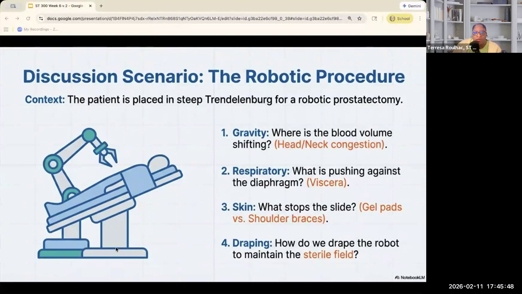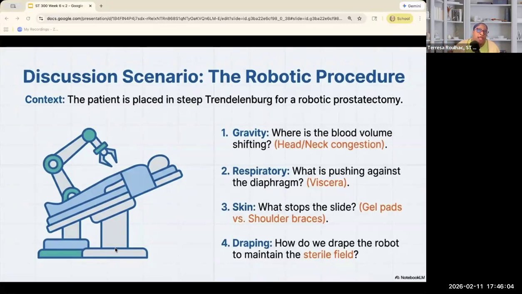When the patient's head is down, think about what's pushing up against the diaphragm and vice versa. So, any of those positions that you saw, think about how the body is going to react. Where's the tubing going to go?